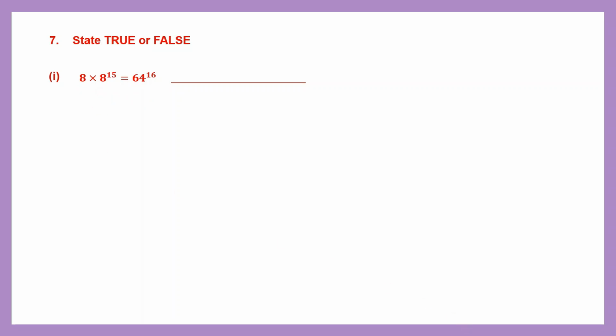So 8 will be 8 to the power of 1, isn't it? And the other one is 8 to the power of 15. When the base is the same, you can add the powers. So this becomes 8 to the power of 16. And on the other side, we have 64 to the power of 16. And as you can see, they are not equal. So this statement is false.